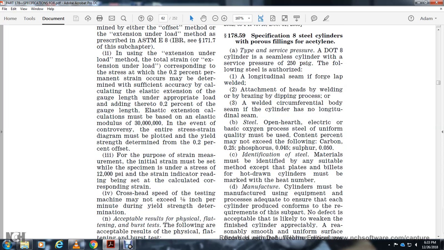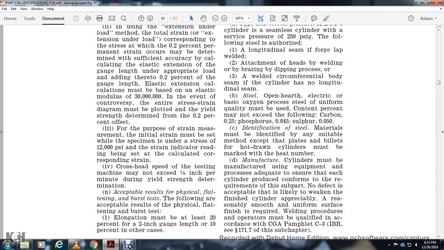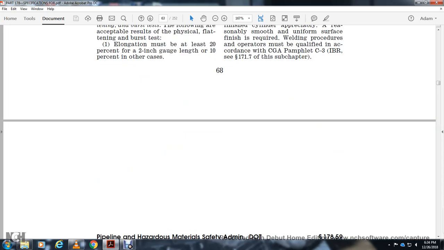The manufacturer of cylinders must use an equipment process adequate to ensure that each cylinder produced conforms with the quality of the subpart, with no defects likely to weaken the finished cylinder appreciably. Reasonably smooth and uniform surface finish is required with the weld. The welding operator must be qualified in accordance with the standard.